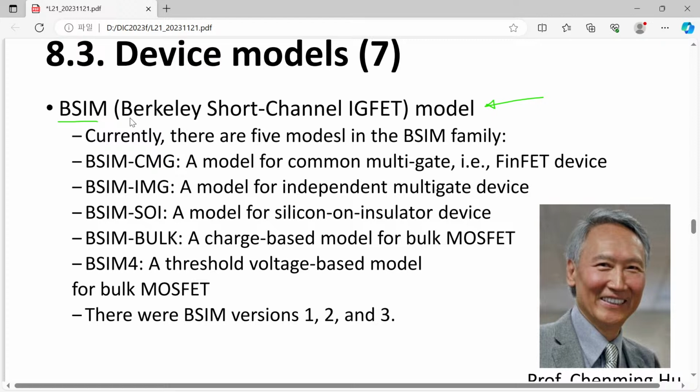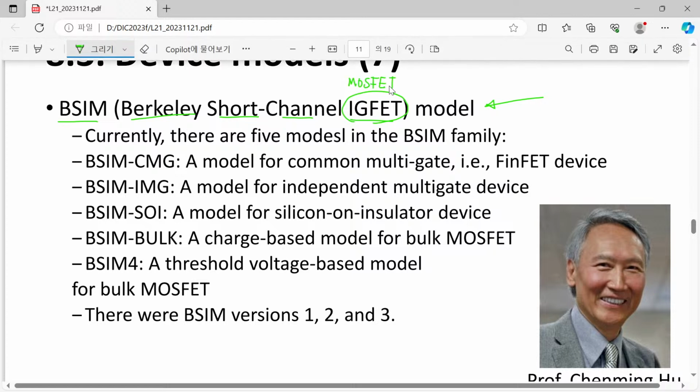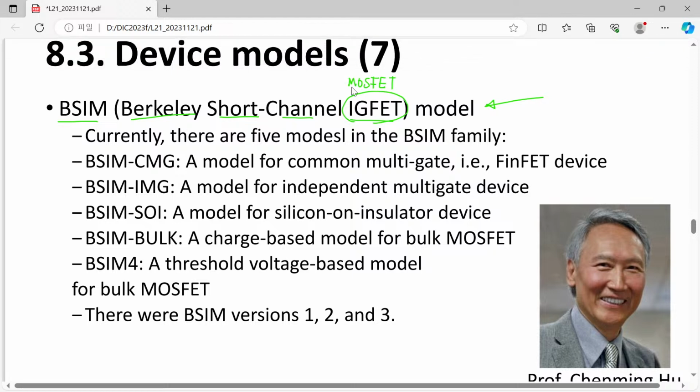This is Berkeley Short-channel IGFET. What is IGFET? This is Insulated Gate FET. This is a nickname of MOSFET. However, it is seldom used these days. MOSFET is just the universally accepted name. But anyway, this is the standard model, BSIM.